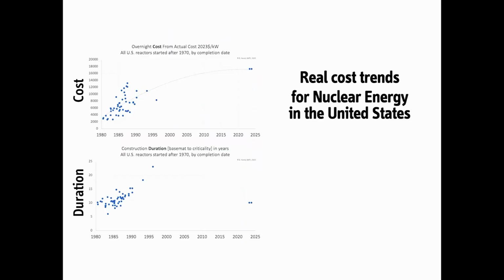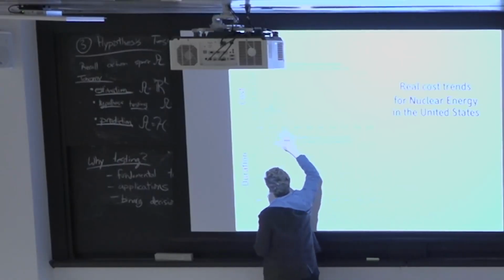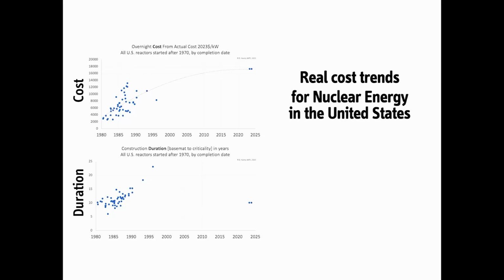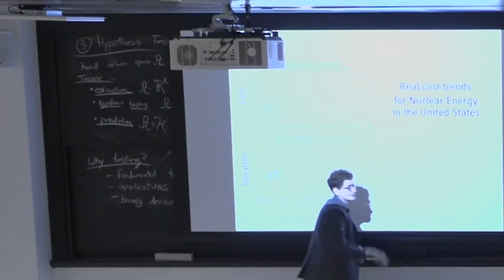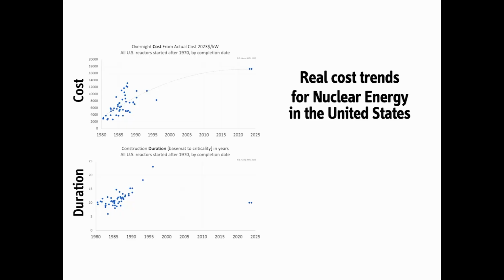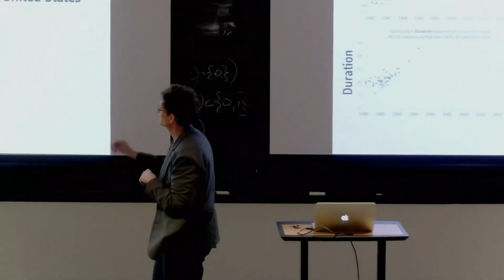I mentioned earlier that the cost of nuclear has been going up. This is in the United States. This is the cost of building nuclear plants. And there's Vogtle. At the very end, actually, the Vogtle number is a little low by $1,000 because when I generated this plot, the final accounting was not in, so it's a little bit higher than it shows.